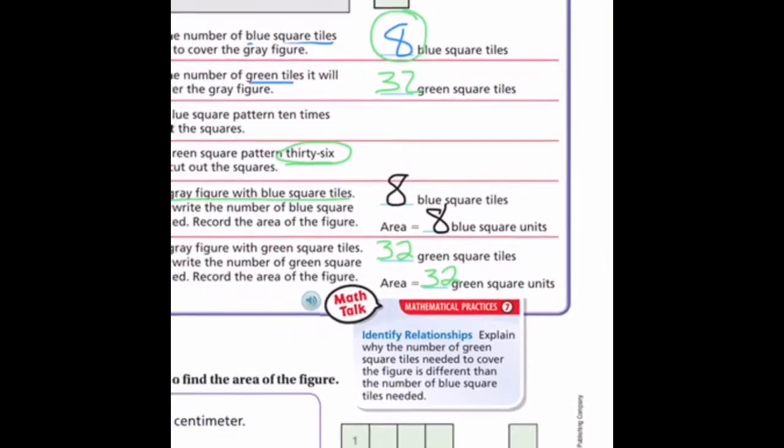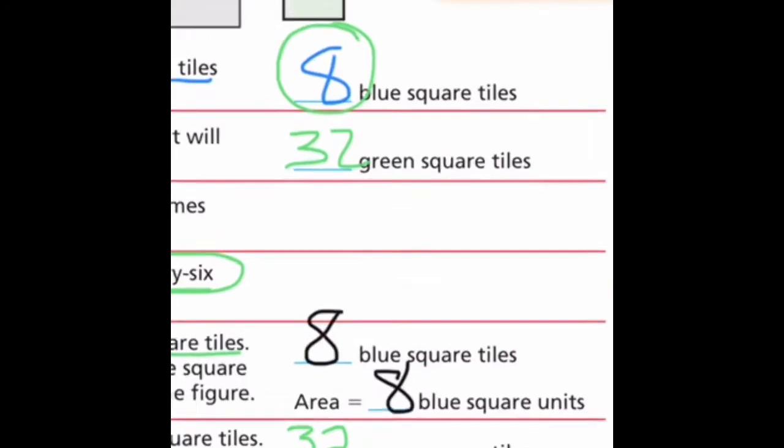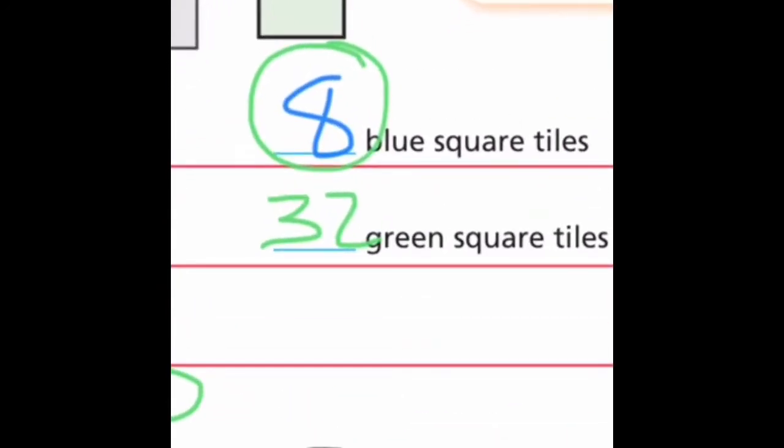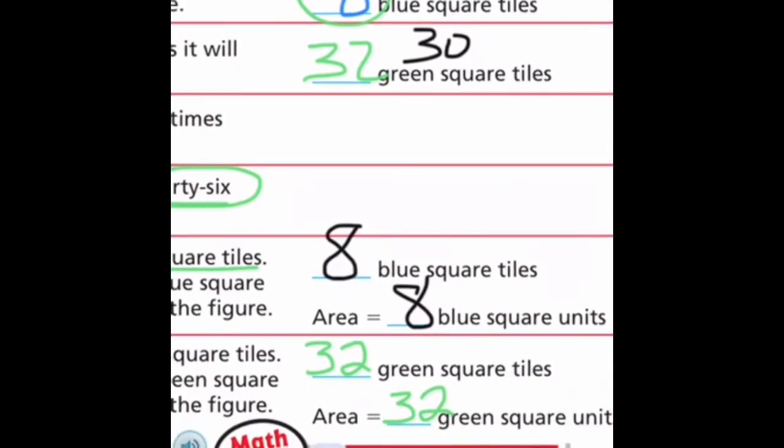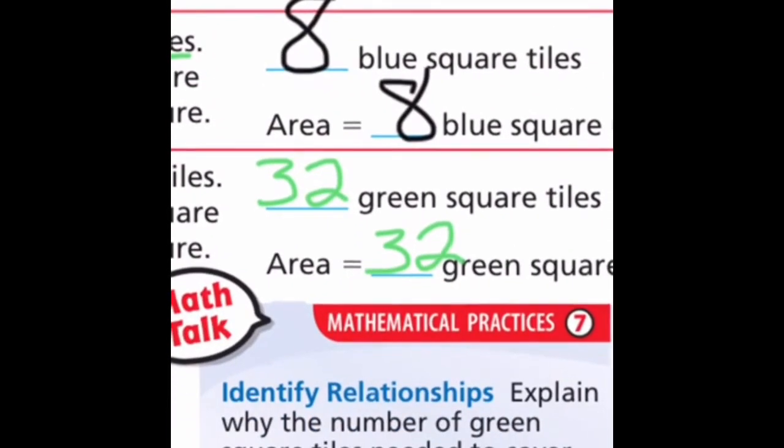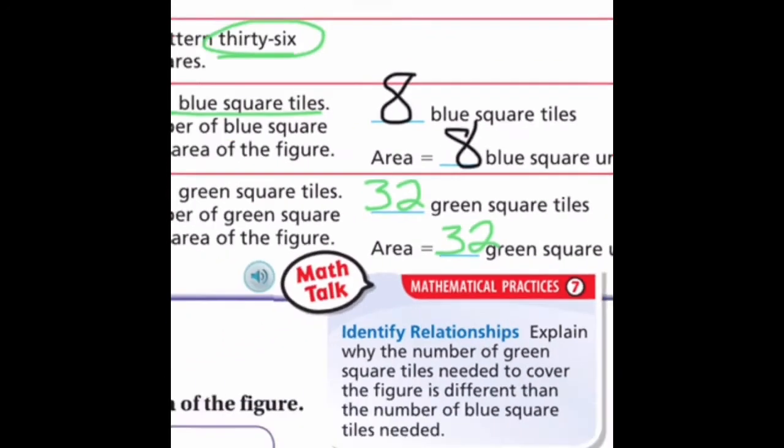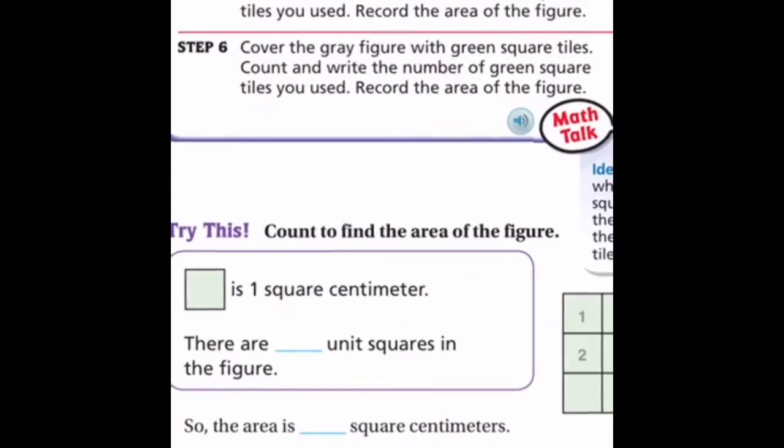Okay? Now, if I had guessed 6 blue square tiles and maybe 30 greens, I would have been close. That's perfectly fine. I just happened to get really lucky and get it right on the button. Okay? All right. Let's move down to try this.